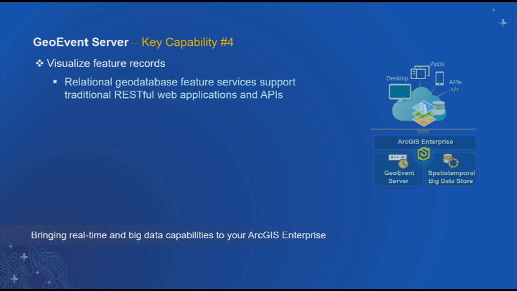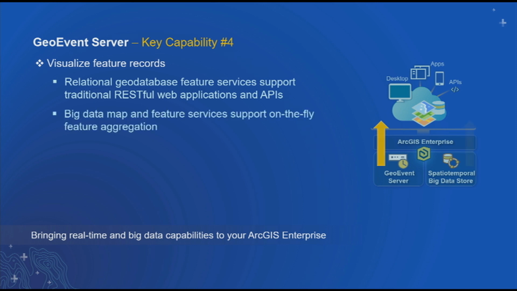Key capability number 4 is visualization of real-time data. GeoEvent supports all of the standard ArcGIS clients, including web and desktop clients via the traditional feature service interface. However, GeoEvent improves the visualization of high-volume data by providing enhanced map and feature services for data sets stored in the SpatialTemporal big data store. This allows on-the-fly aggregation of data while maintaining exceptional performance.